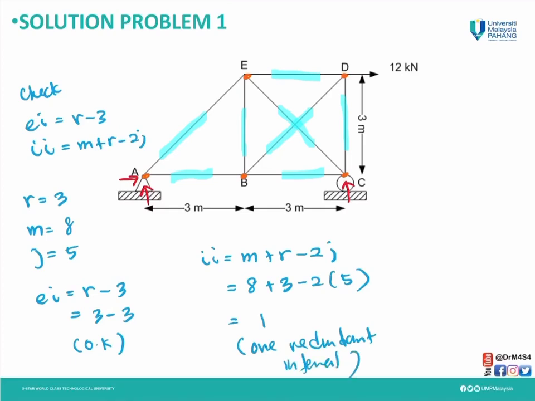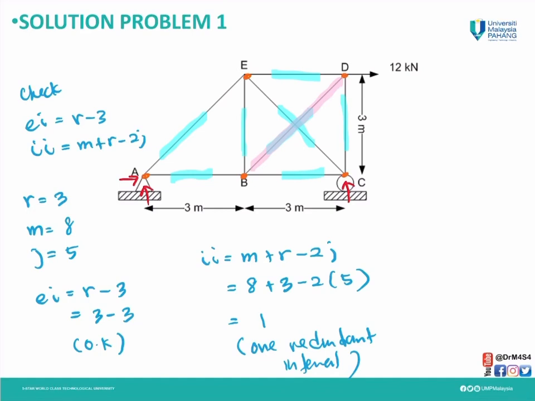To solve our problem, we have to remove one of the members in this truss. But you have to think, although it's one redundant, we cannot take out any member as we wish. We have to think which one is the most suitable. For our case, we take out member BD. Also for this case, we can take out member EC if you wish.